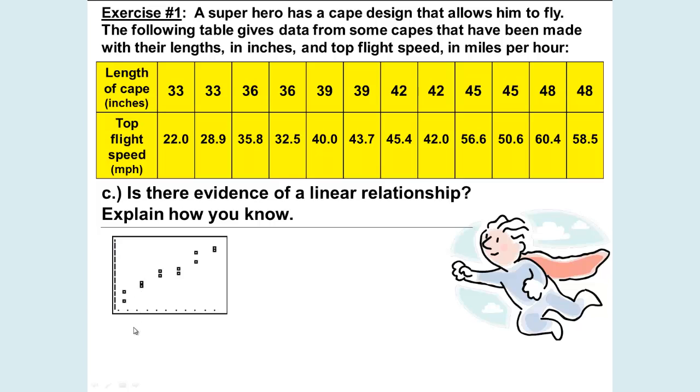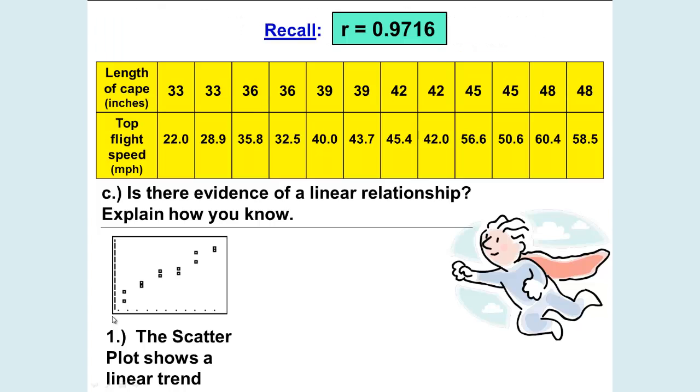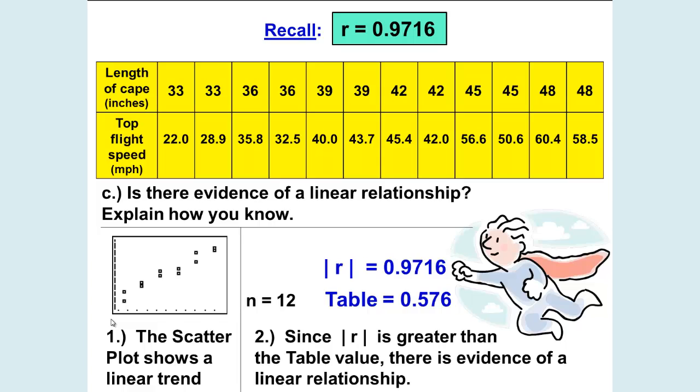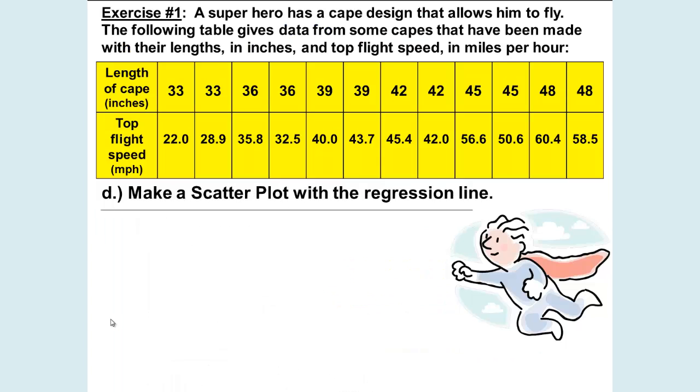Is there evidence of a linear relationship, and explain how we know? Well, we have to first look at our scatter plot and determine if there is a linear trend, and the scatter plot shows a linear trend. Step 2, we will want to recall that R equals 0.9716. The absolute value of R is 0.9716, and with n equaling 12, our table value is 0.576. That means that since the absolute value of R is greater than the table value, there is evidence of a linear relationship.